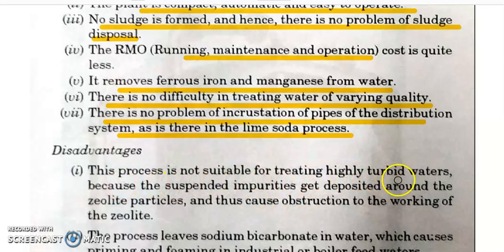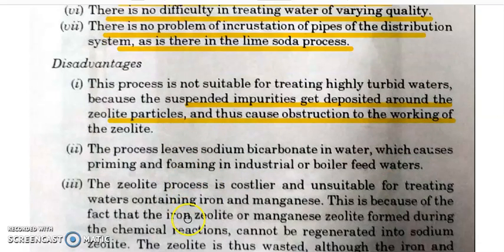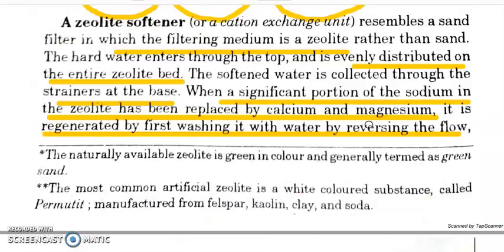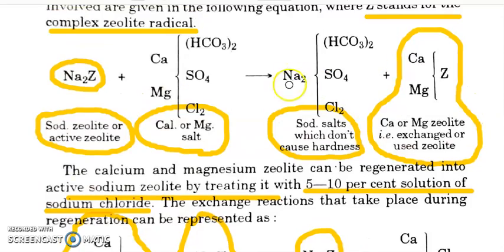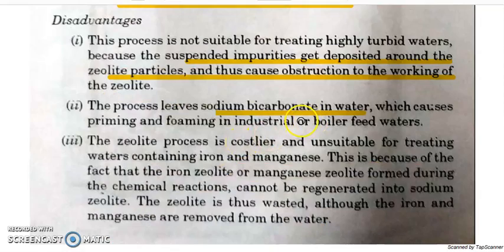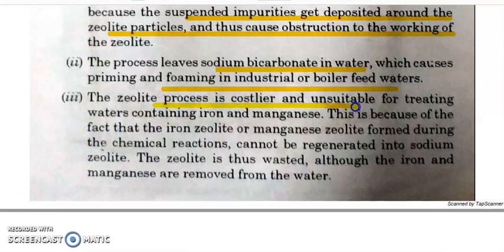Disadvantages: it is not suitable for treating highly turbid water, because the turbidity and the suspended impurities can get deposited on the zeolite particles and cause obstruction to the working of the zeolite, right? It is just like a filter. If water is turbid, it starts blocking the filter, no? Just like that. And some amount of sodium bicarbonate is left in the water after the zeolite process is over, right? So these sodium salts are left in the water, sodium bicarbonate, which causes foaming in boiler feed water or in industrial water, right? And zeolite processes are costlier, and unsuitable for treating water containing iron and manganese, right?